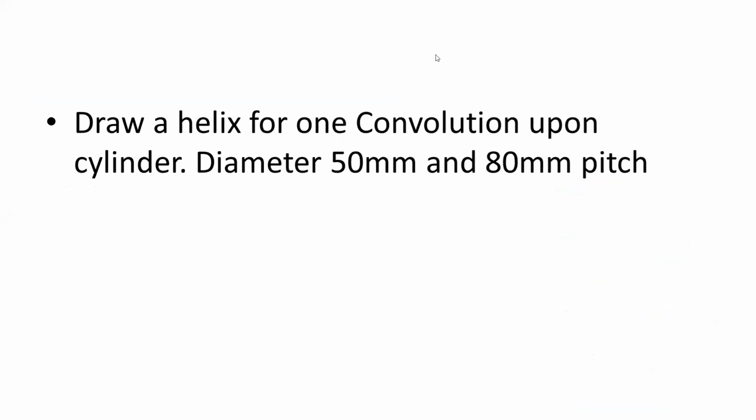So this is the problem statement to draw the helix curve. Draw a helix for one convolution. Convolution means just a revolution upon a cylinder. The diameter of that cylinder is 50 mm and the pitch for that curve is equal to 80 mm. That means this cylinder will have a height of 80 mm and a diameter of 50 mm, and the point P for which we will draw the helix is moving around the surface of that cylinder.